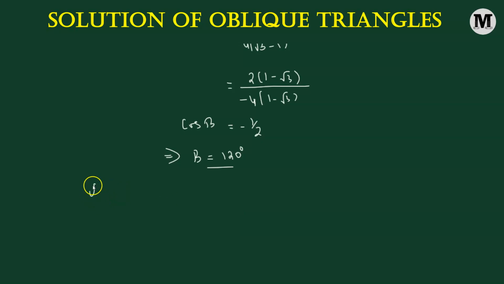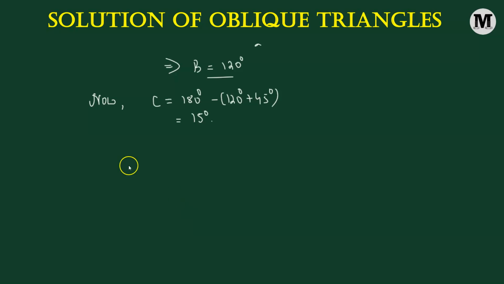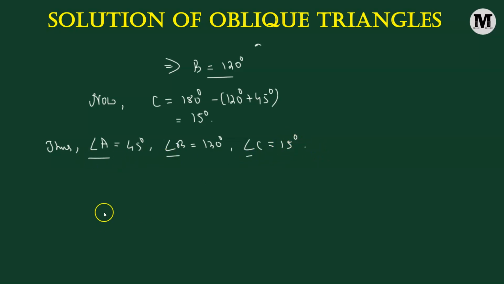So now we can find the angle measure for C. C is going to be 180 degrees minus 120 degrees plus 45 degrees. So that is going to be 15 degrees. So angle C measure comes out to be 15 degrees, and we have successfully obtained the angle measures of the triangle ABC. Angle A is equal to 45 degrees, angle B measure comes out to be 120 degrees, and angle C measure comes out to be 15 degrees. So these are the 3 angles of the triangle ABC whose sides were given to us.